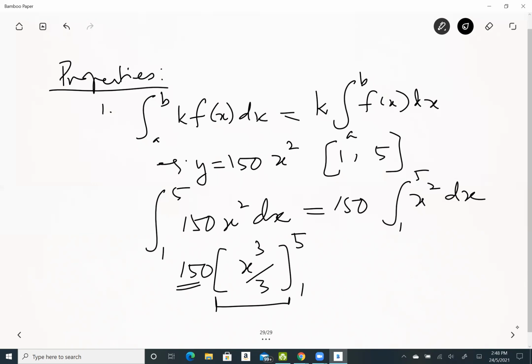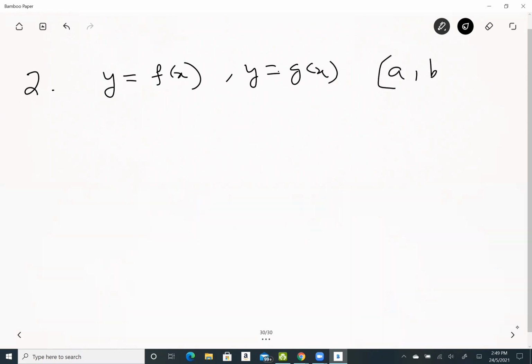Now property number two is more useful. This property sometimes makes our work easier. Property number two: you have two functions, two terms in x, and you are integrating over an interval. So let's say I have y equal to f of x, and then I have another function y equal to g of x, and we are evaluating the interval from A to B.